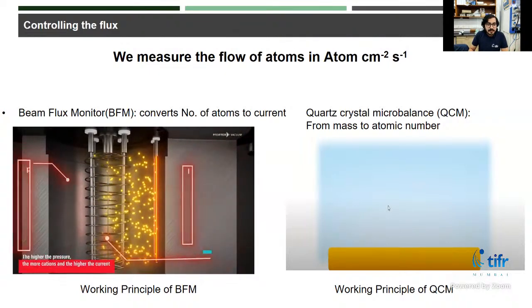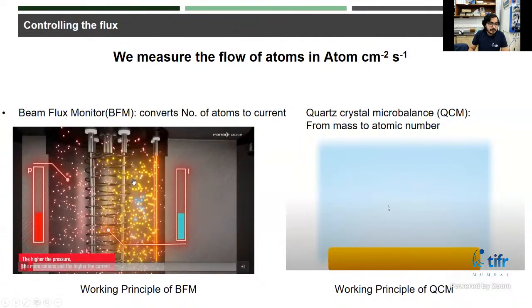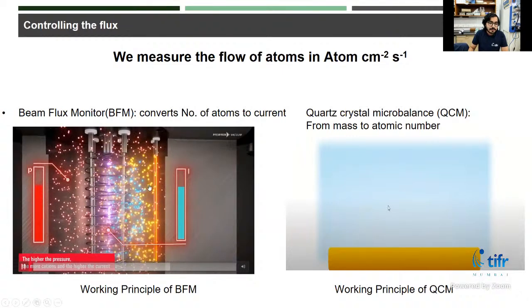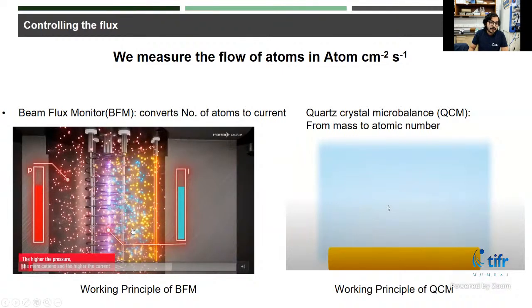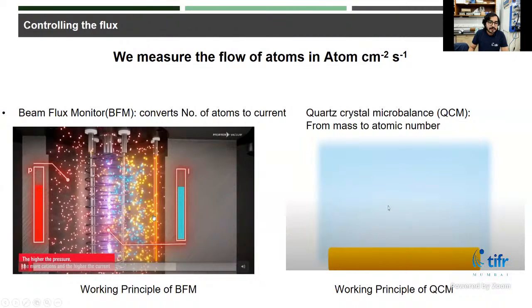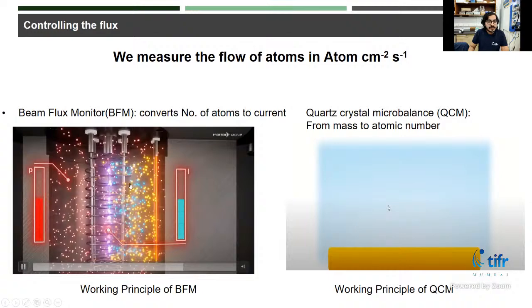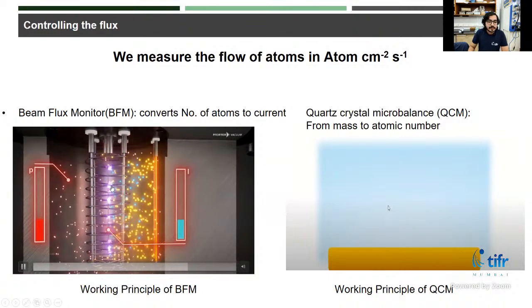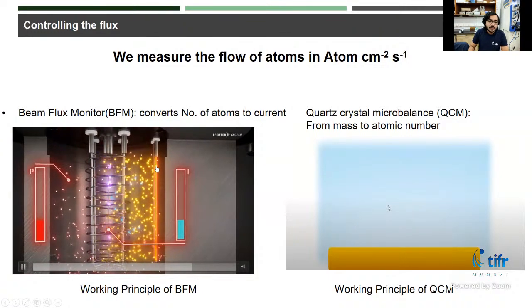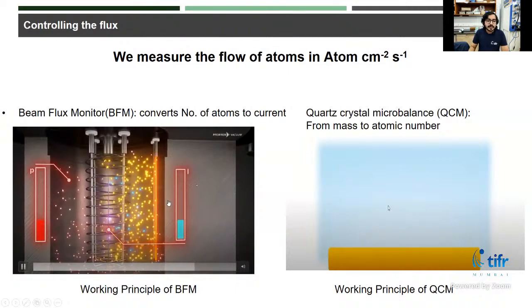So this is the video from Pfeiffer Vacuum showing the exact working principle of how the beam flux monitor works. Here you can see the electrons are emitting and ionizing the atoms, and this ionized atom is collected in the collector, which is measured as the collector current. So from that we calculate our collector current.